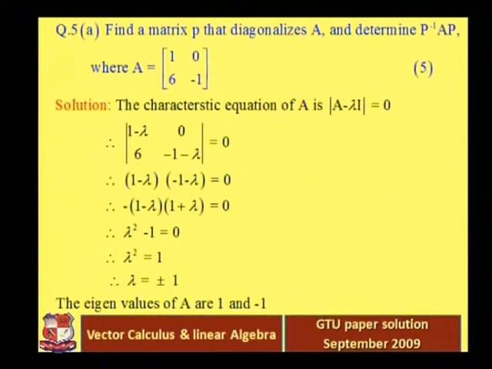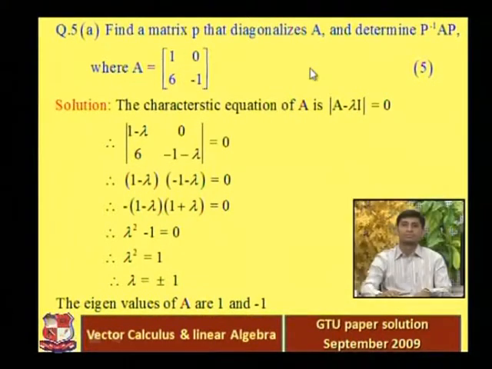Find the matrix P that diagonalizes A and determine P inverse AP, where A is equal to 1 0 6 minus 1. Here we have a 2 cross 2 matrix, and we have to check that we can find the matrix P which diagonalizes A, and find P inverse AP. This question was asked for 5 marks in this question paper. So first of all, we have to find the characteristic equation of A, that is determinant of A minus lambda I equal to 0.